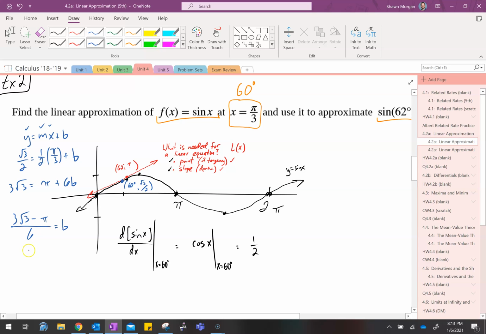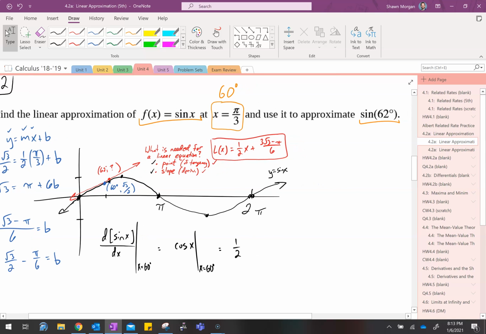So another way of phrasing that, by the way, if you feel more comfortable writing it, is pi over 3, square root of 3 over 2 minus pi over 6. That will be another way of phrasing that b value. I don't care which way you show it. Now what we've got is our equation. We've got L of x, or y, equals 1/2 x plus that b value, 3 square root of 3 minus pi over 6.